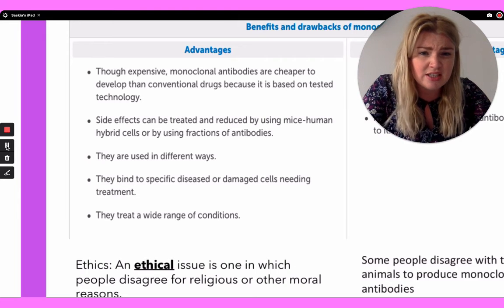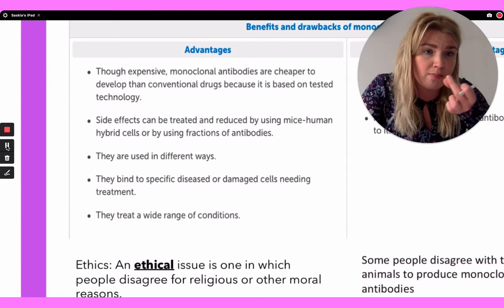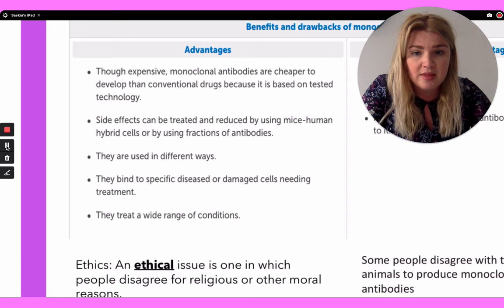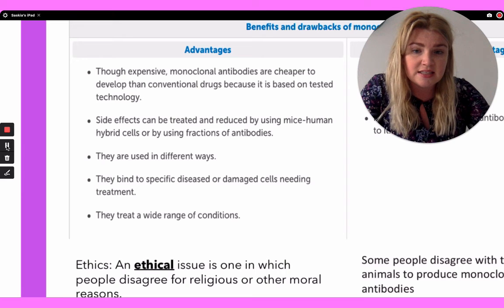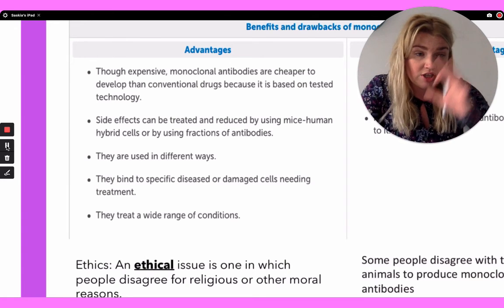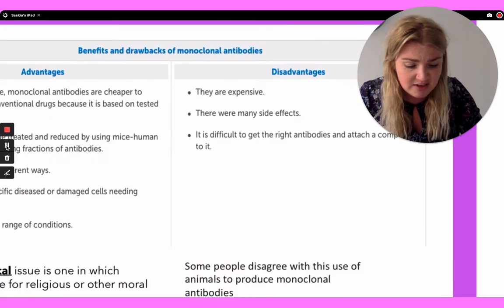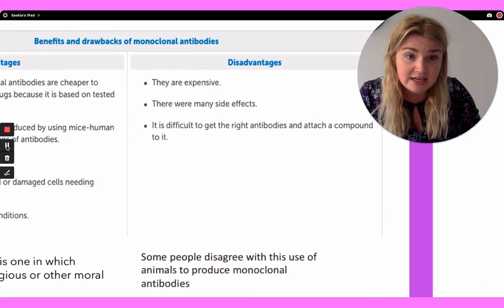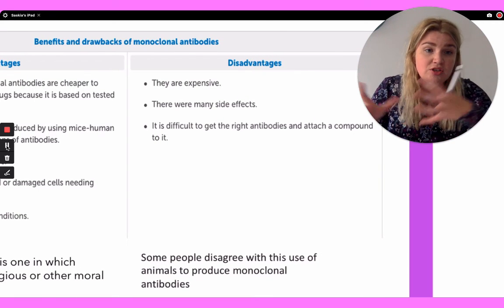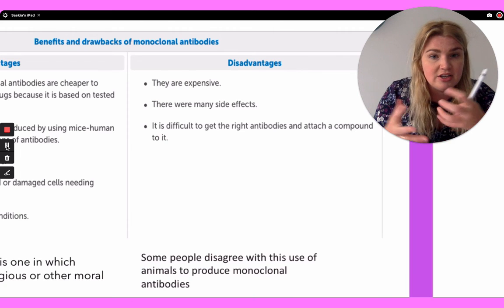Side effects can be treated and reduced by using mice-human hybrid cells, or using a certain amount of the antibody. They are used in different ways. They can bind to specific diseases, so they're very specific, and they can be used in a wide range of conditions, which we're going to talk about, where you're going to do some research for me. Disadvantage: they are quite expensive, and there are side effects. Depends, you've got to outweigh how much the side effects affect you in terms of not having a certain disease.